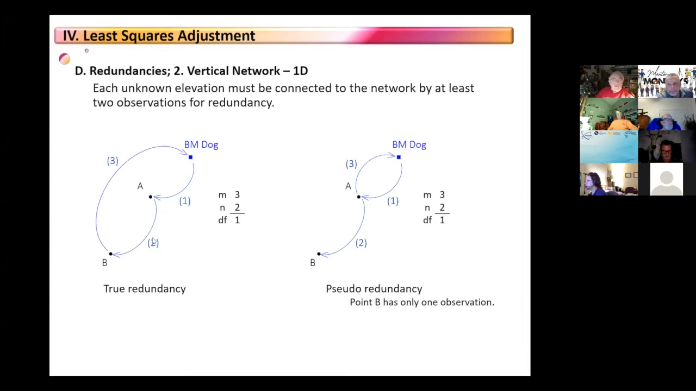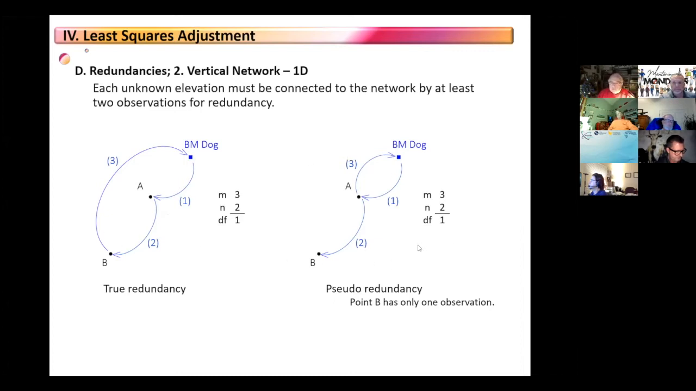So if I had a third measurement, I'd go from B all the way back to benchmark Dog. That gives me a third measurement with 2 unknowns. It gives me a degree of freedom of 1. Or I could go from A back to BM Dog. I have 3 measurements, 2 unknowns, and 1 degree of freedom. Both of these networks have 1 degree of freedom. But these are true redundancies.